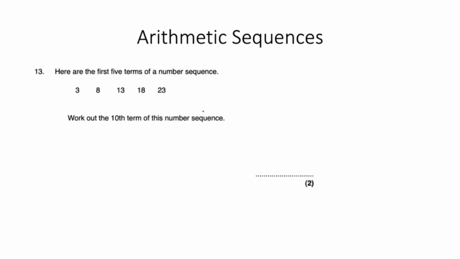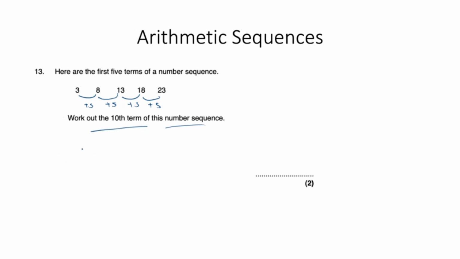Okay, very similar question again. Here are the first 5 terms of a number sequence: 3, 8, 13, 18, 23. Straight away you can see that there's a common difference of plus 5. Work out the 10th term of this number sequence.